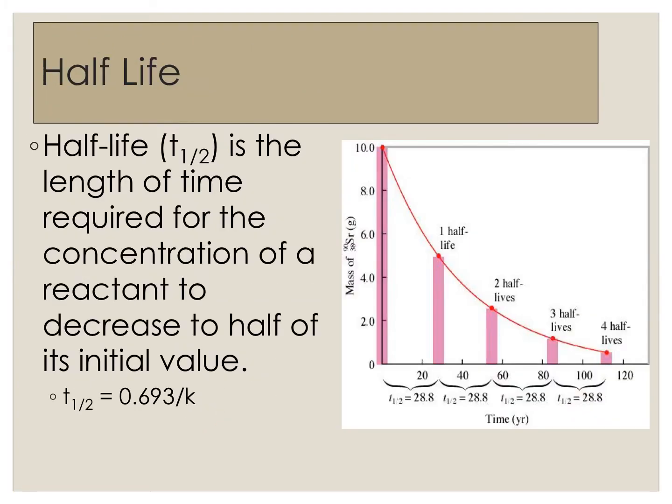So half-life is the length of time required for the concentration of a reactant to decrease to half of its initial value. This calculation right here is one of the easiest calculations you'll ever get: 0.693 over K. And it's given to you on the AP test. You don't even have to memorize this. This is how you calculate half-life. And we also know how to calculate K now. We can use Naudi-Katie, or just the first order integrated rate law.